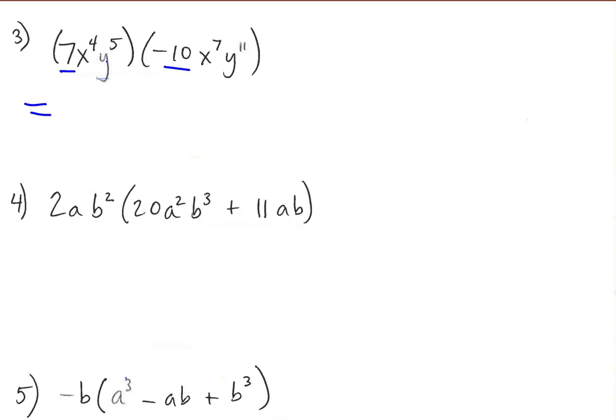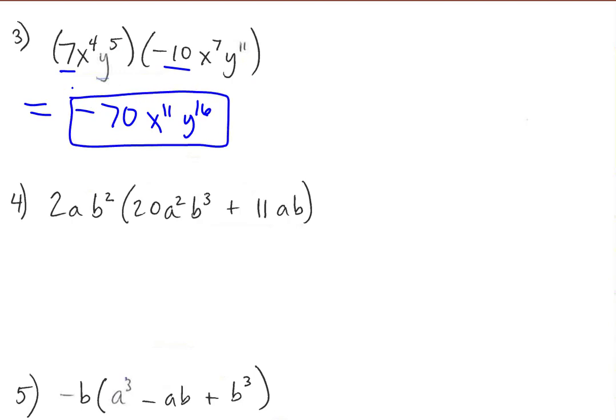So 7 times negative 10 would give us a negative 70. Then I can multiply like bases together to utilize the exponent rules we know. X to the fourth times x to the seventh would be the rule where when you multiply the same base, you add the powers. So that'd be an x to the 11th. And then y to the fifth times y to the 11th, same rule. This would be a y to the 16th, adding the 5 and 11. So negative 70, x to the 11th, y to the 16th would be it.